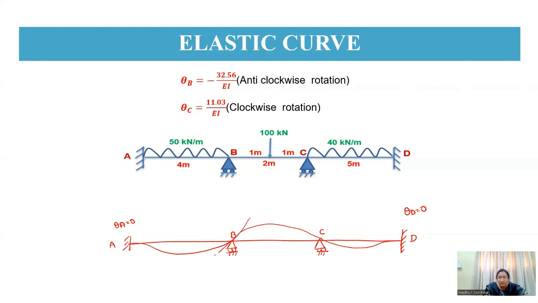Whereas at B, when we draw a tangent, it is in anti-clockwise direction. Therefore, theta B will be equal to 32.56 by EI, and you need not write the sign here. So it is in anti-clockwise direction. Here the sign convention is: clockwise rotation is positive, anti-clockwise rotation is negative. When we draw a tangent at C, we get it in the positive way, that is clockwise direction. So theta C will be equal to 11.03 by EI.